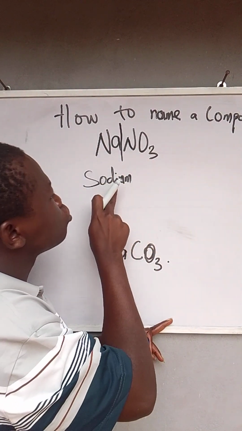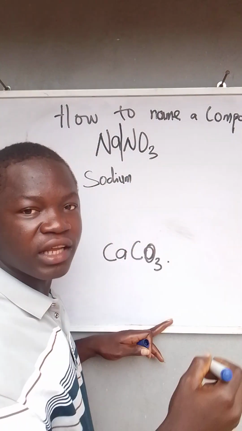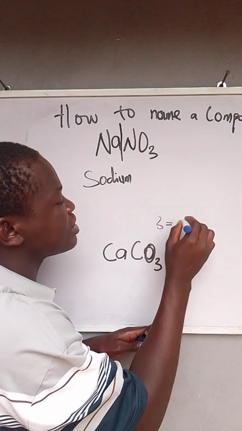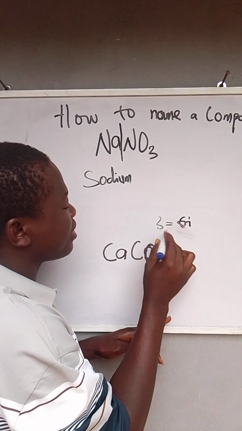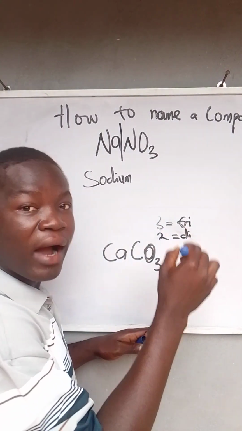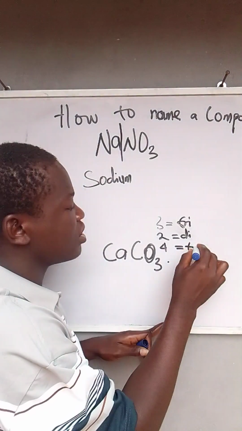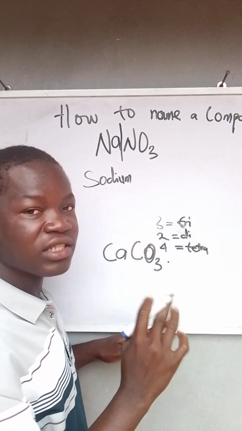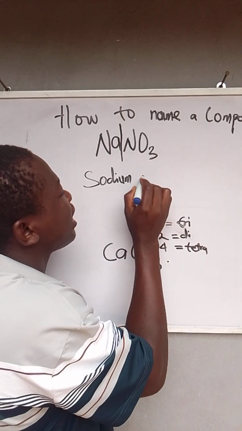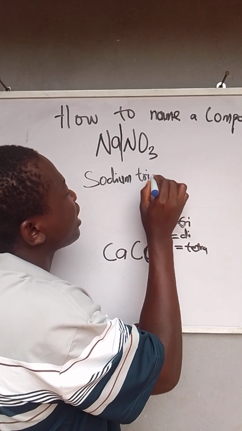You now pronounce sodium tri, because 3 is tri, 4 is tetra, while 2 is di. Okay? 3 is tri, while 2 is di, and 4 is tetra. That is how to name it. Let's continue. Sodium, since 3 is tri, you put tri here.